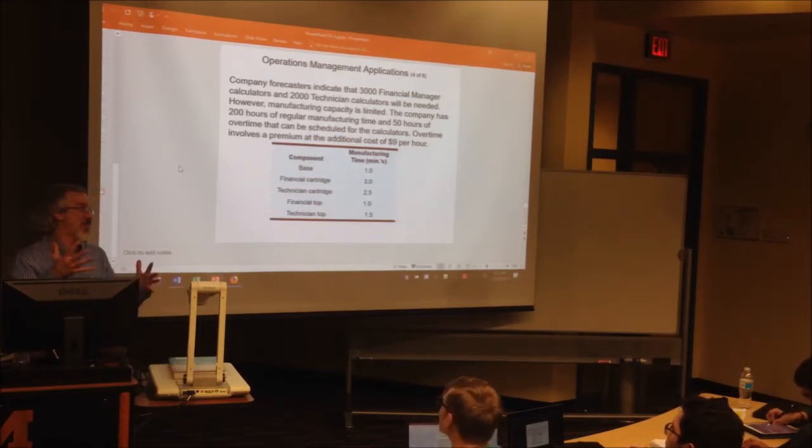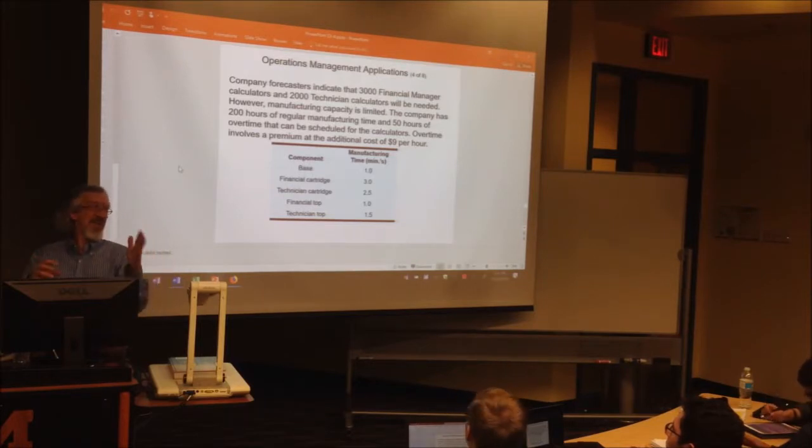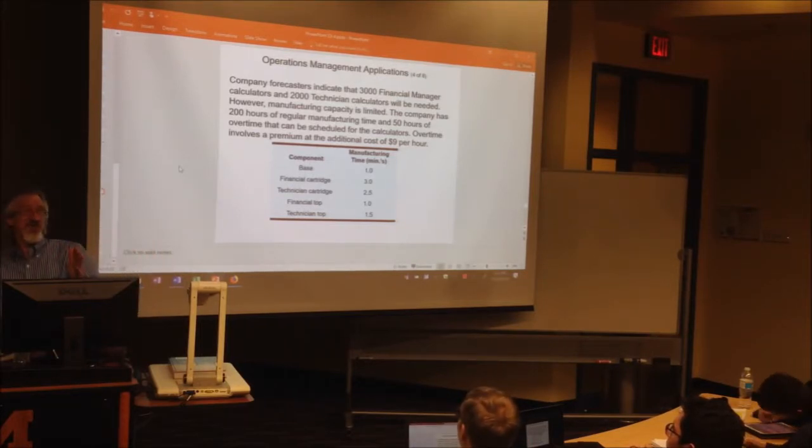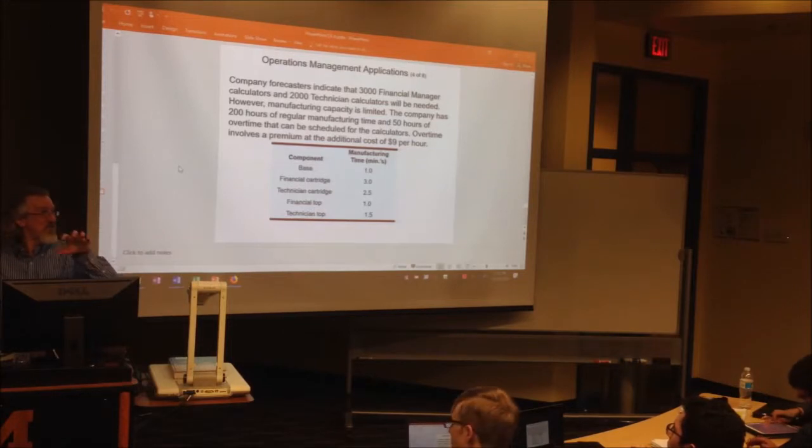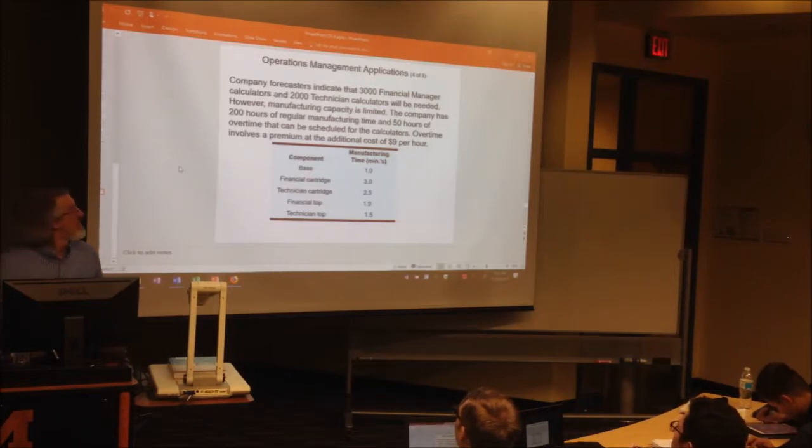That's what you're heading towards. You're going to be getting more of these problems where it's talking about seconds and minutes, minutes and hours. And you have to make sure you have the same units of time on the left side and right side of a constraint. That's the big deal.